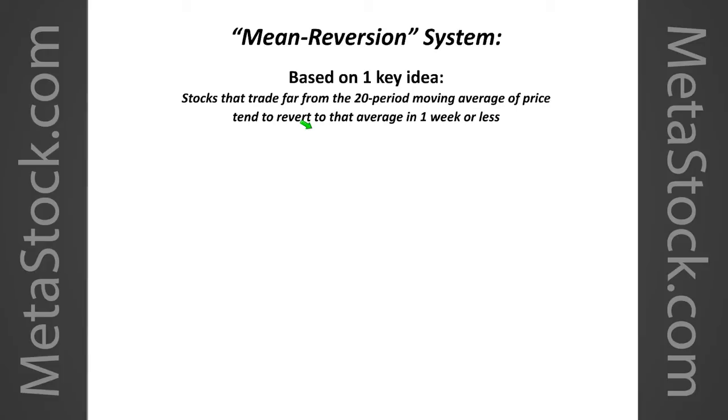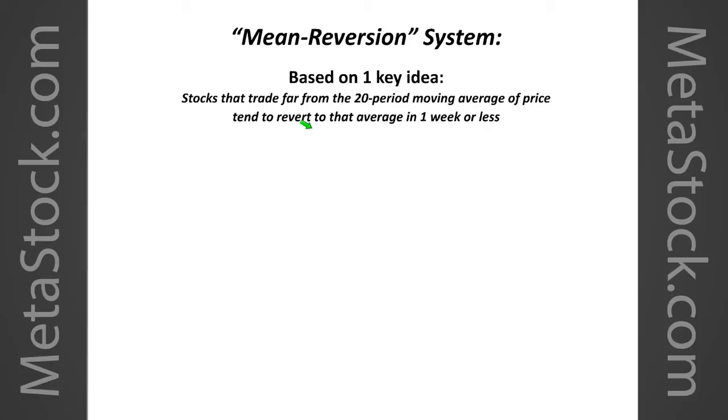Once they move far away from the 20-period moving average, price tends to revert to that average in about a week or less. In fact, your ideal holding period for this particular system is 5 trading days. There are different ways of exiting this system, and one of them, very simply, is just to exit on the close 5 days after you've entered, and you'll find that that works really quite well.